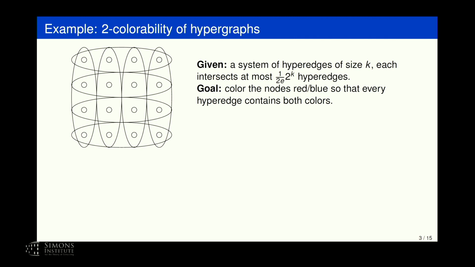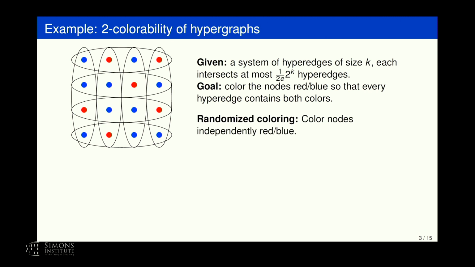Okay, so let me give an example of this. So simple example, two colorability of hypergraph. So we have a set system or a hypergraph, and we assume that each hyperedge has bounded size, so size at most k. And we also assume that each hyperedge intersects not too many other hyperedges. So each hyperedge intersects at most 1 over 2e times 2 to the k hyperedges. And our goal is to color the nodes of this hypergraph with two colors, red and blue. And our goal is to avoid having monochromatic edges. So we want that every hyperedge should contain both colors, red and blue. Okay, so to set up our probability space to discuss the local lemma, we're just going to take a uniformly random coloring. So imagine independently coloring the nodes red and blue.